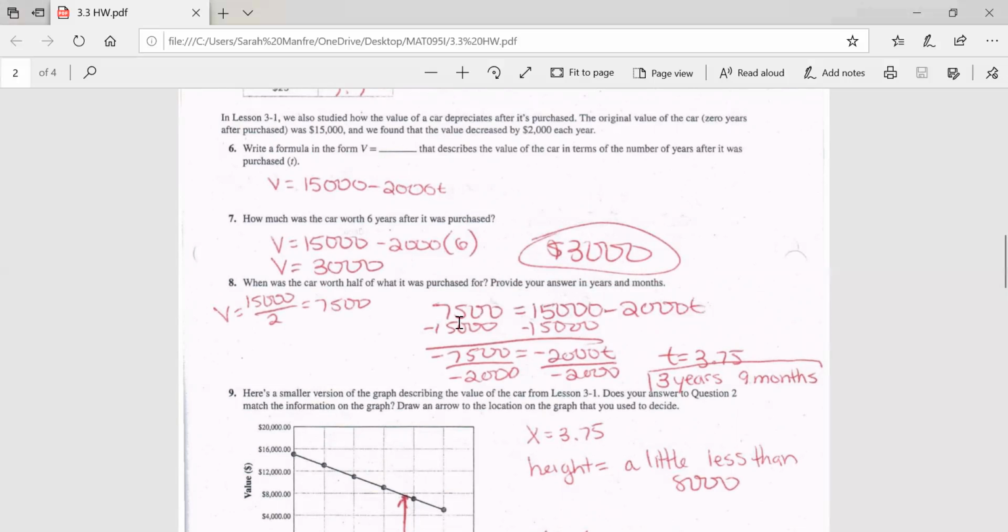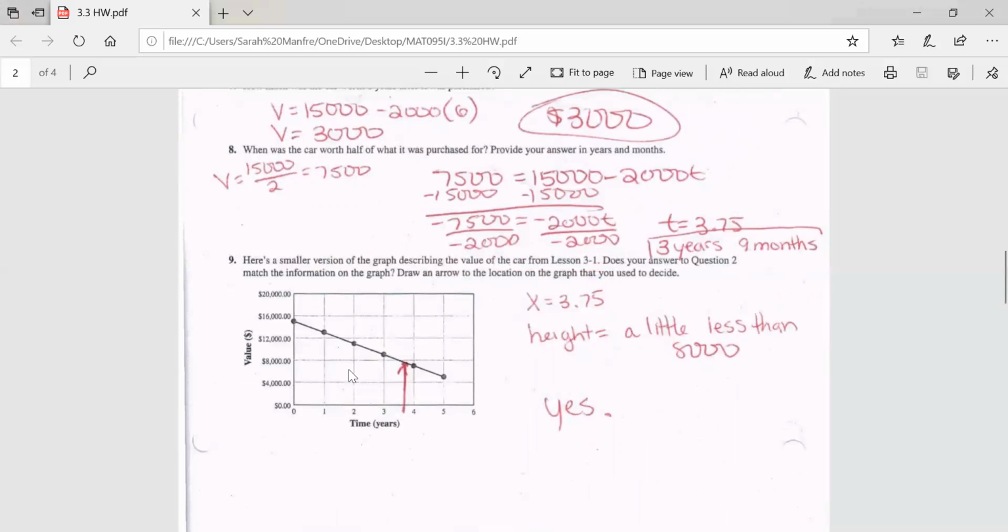So I've subtracted 15,000 from both sides. Note you got a negative here. That's okay because we have a negative over here, so we're not going to end up negative in the end. 7,500 take away 15,000 is negative 7,500. Well, this is being multiplied into T, so I have to divide by negative 2,000. A negative divided by a negative is a positive, and 7,500 divided by 2,000 is 3.75, which means it's about 3 years and 9 months.